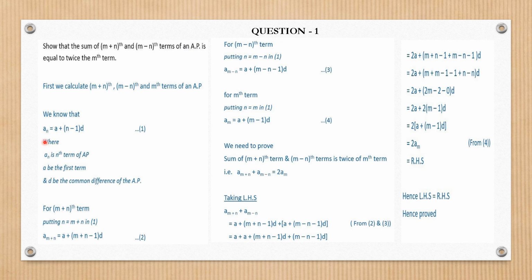Okay. So what is the nth term of AP? An is equal to a plus n minus 1 d. Okay. An is your nth term, a is first term, n is number of terms and d is common difference. Now what is m plus nth term? Okay. Here at the place of n I'll put m plus n. So this will go as a m plus n is equal to a plus m plus n minus 1 d.